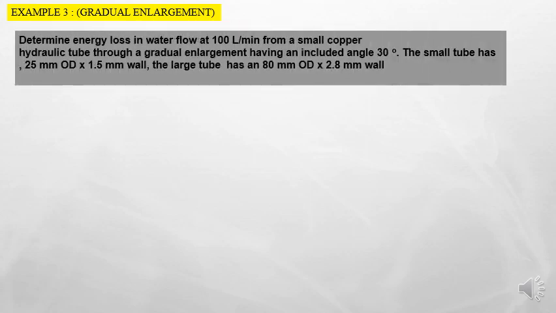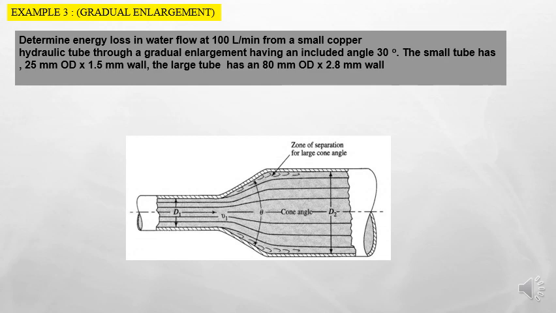Okay, so let's try to do this example for gradual enlargement. Let's take a look at the question here. The question asks you to determine the energy losses in water which flows at 100 liters per minute from a small copper hydraulic tube through a gradual enlargement having an angle of 30 degrees.